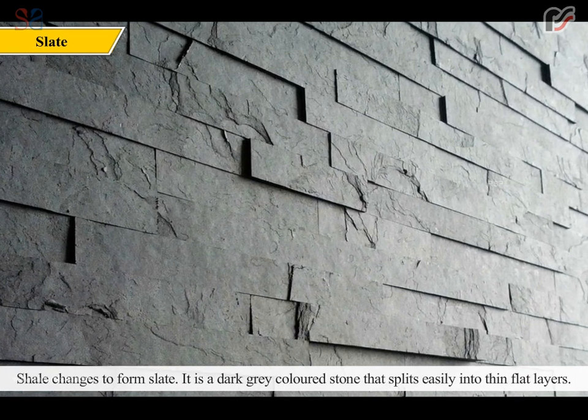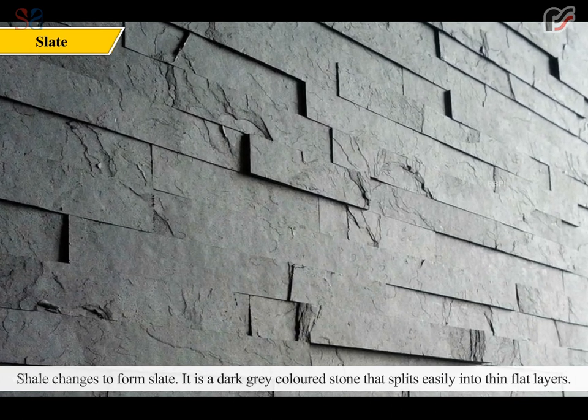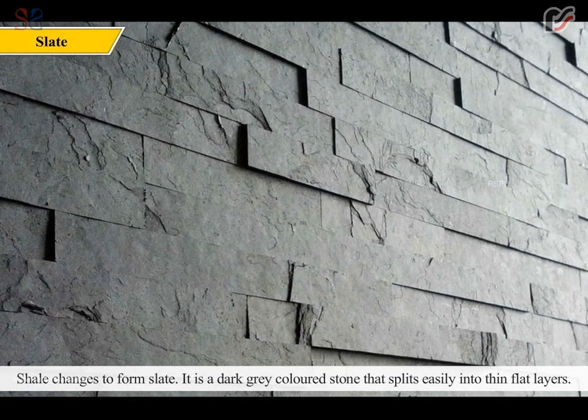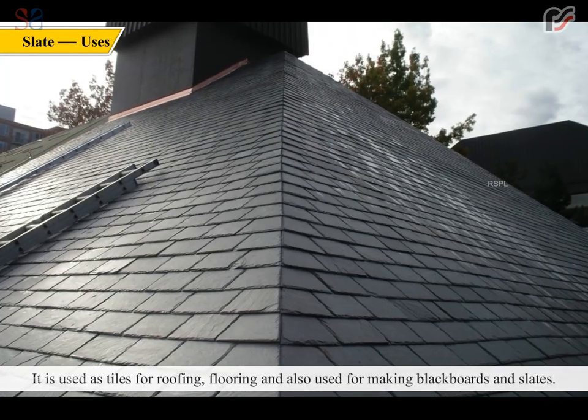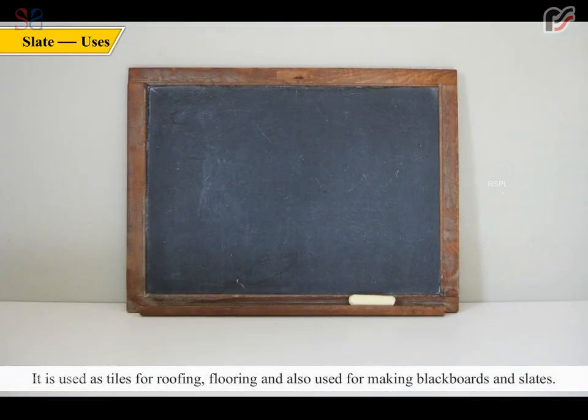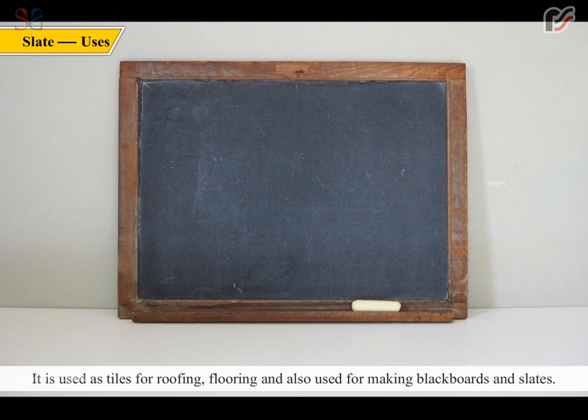Slate. Shale changes to form slate. It is a dark grey colored stone that splits easily into thin flat layers. Slate uses. It is used as tiles for roofing, flooring, and also used for making blackboards and slates.